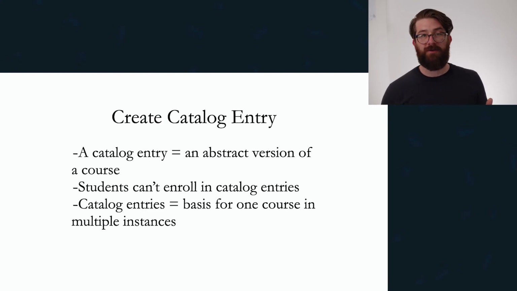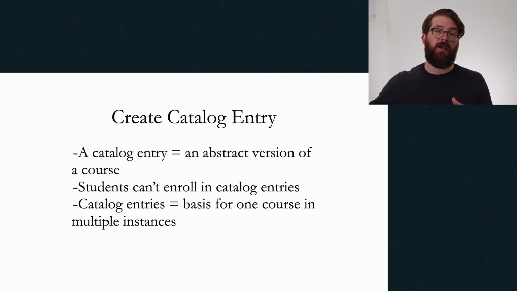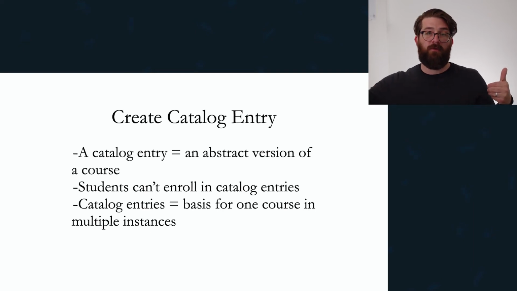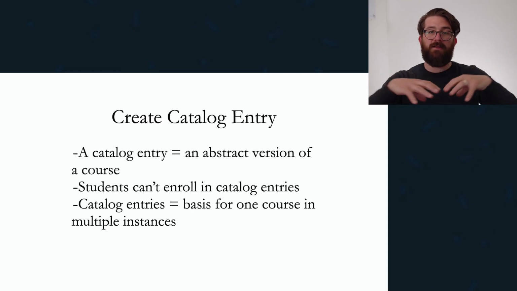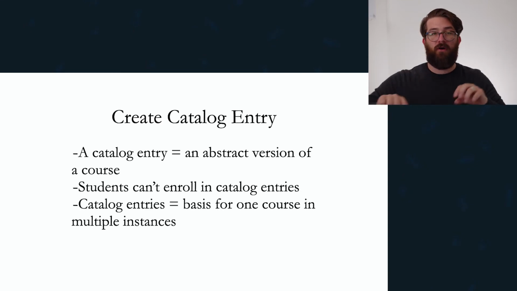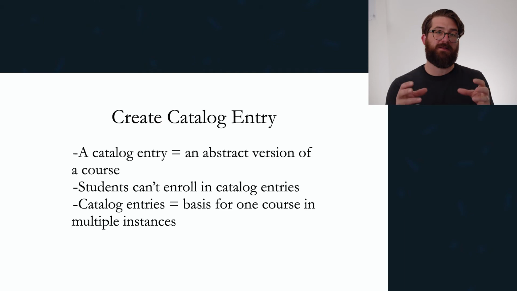So you've got your fall 2020 version of English 101. You've got your spring 2021 version of English 101. These are all individual instances. So it's one course, English 101, but in multiple terms. That's what a course catalog entry becomes when it becomes a course instance. But there's one thing that's presiding over all those individual instances. That's the course catalog entry.